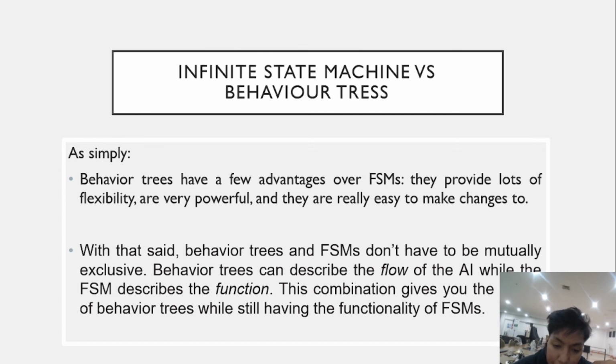Next, conclusion. Behavior trees and finite state machines don't have to be mutually exclusive. Behavior trees can describe the flow of the AI, while the finite state machine describes the function. This combination gives you the power of behavior trees while still having the functionality of finite state machines.